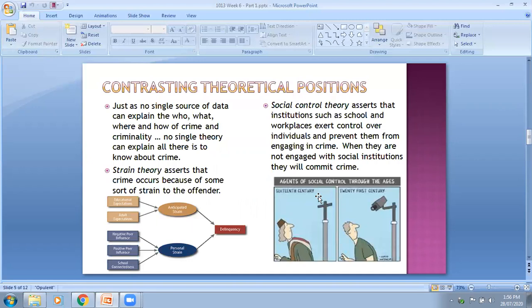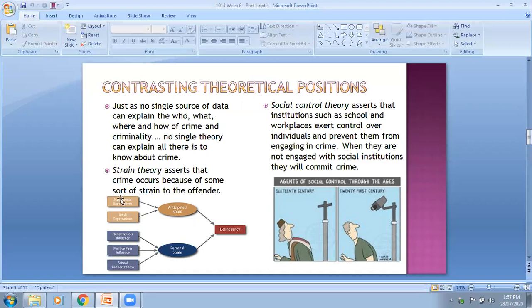Okay, so contrasting theoretical positions. The graph that you can see down the bottom here is opposing viewpoints. One causes the crime, which is this one, anticipated strain, and the other controls it. Sorry, the other way around. The one down the bottom, personal strain, causes it. This one up the top, the idea is that these variables here will help to control it. But it can be the same people that are causing it or preventing it. Okay, you don't need to worry too much about notes for this slide. This one's really just general information only.